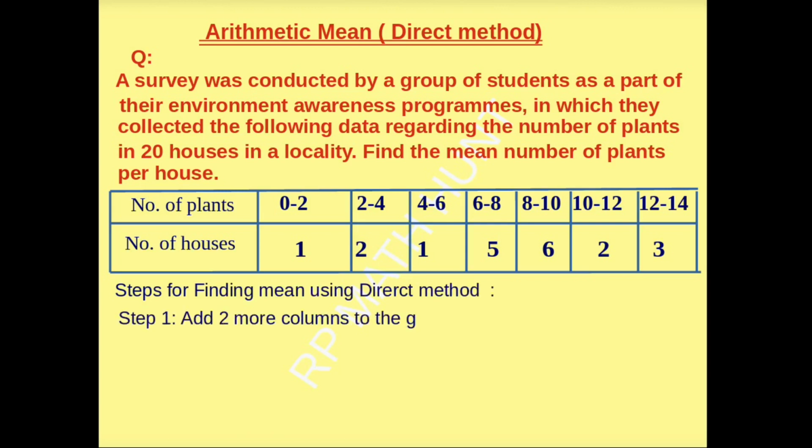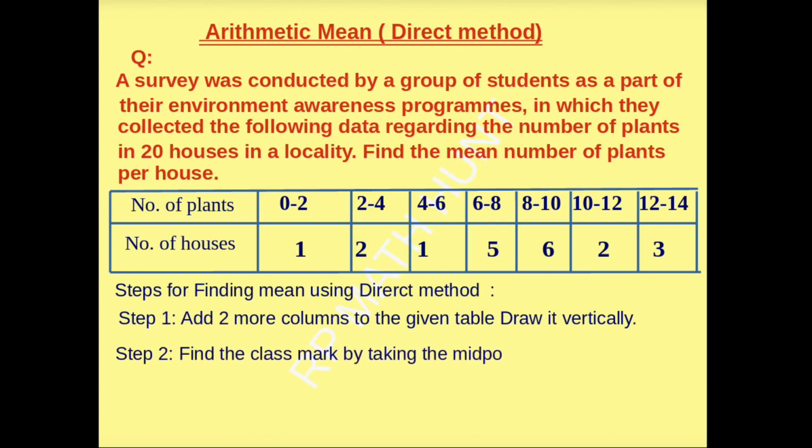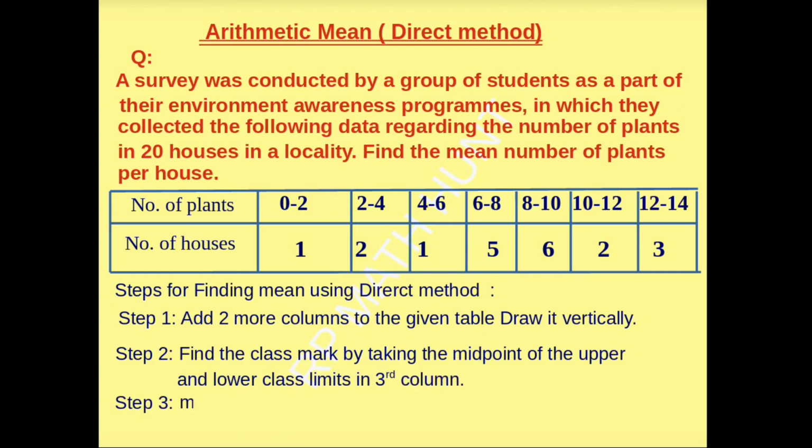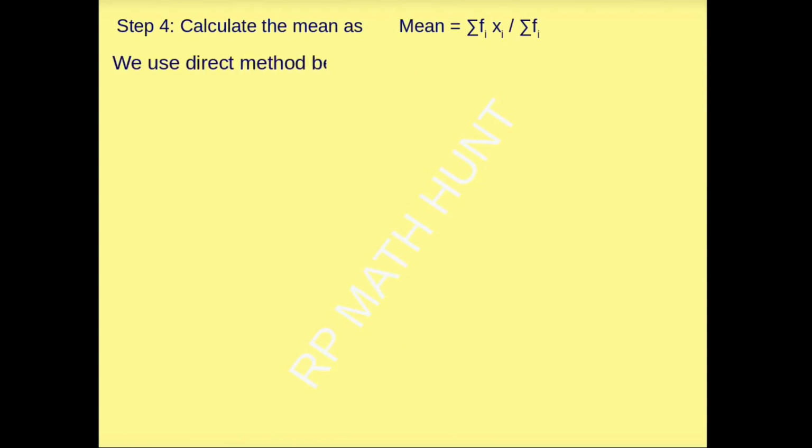Steps for finding the mean using the direct method. Step 1: Add two more columns to the given table on the right. Step 2: Find the class mark by taking the midpoint of the upper and lower class limits in the third column. Step 3: Multiply each fi and xi in every row and write all product values in the fourth column. Step 4: Calculate the mean as sigma fi xi by sigma fi. We use the direct method because the numerical values of fi and xi are small.